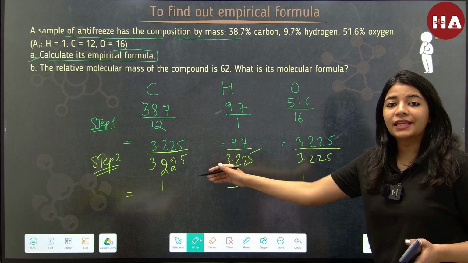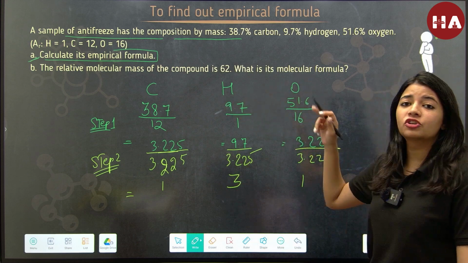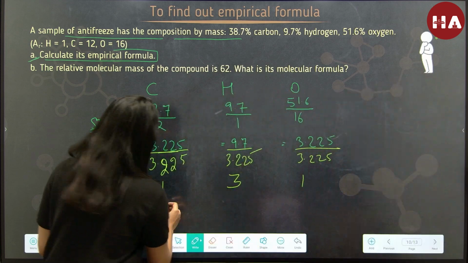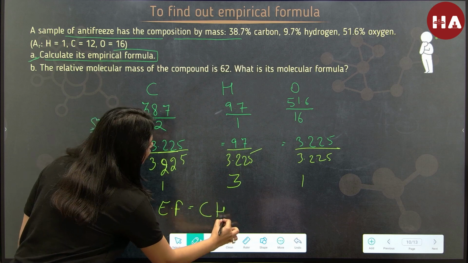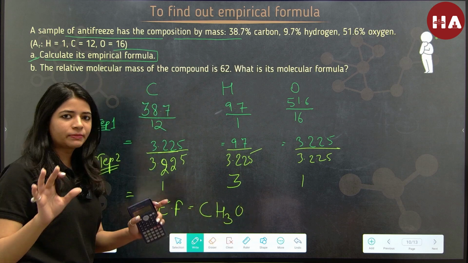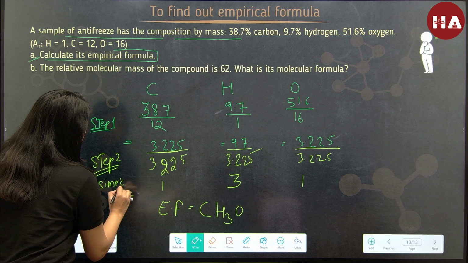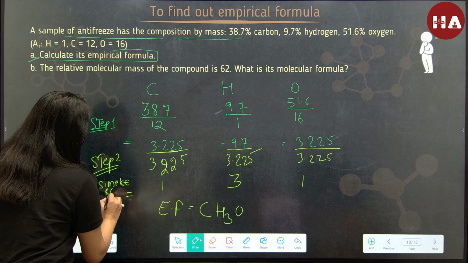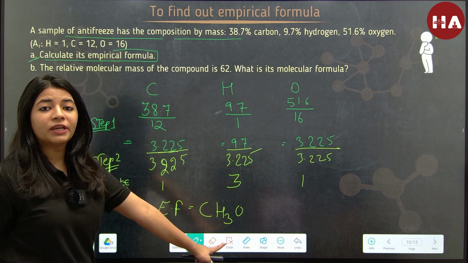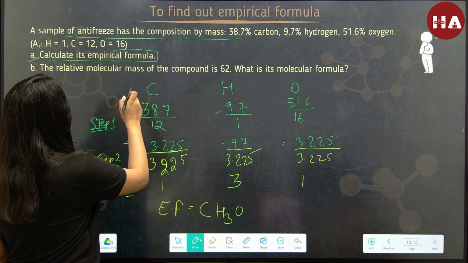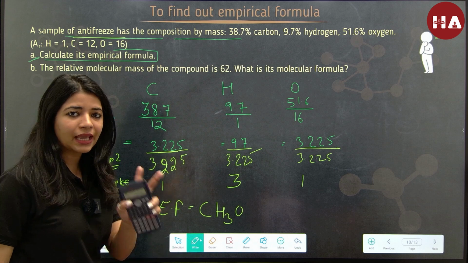So this is now the simplest ratio in which carbon, hydrogen and oxygen are present. I can write my empirical formula as CH3O. I hope this is clear. This is the simplest ratio which we have found out. So CH3O is going to be your empirical formula for this antifreeze. One part of the question done, A part is done.